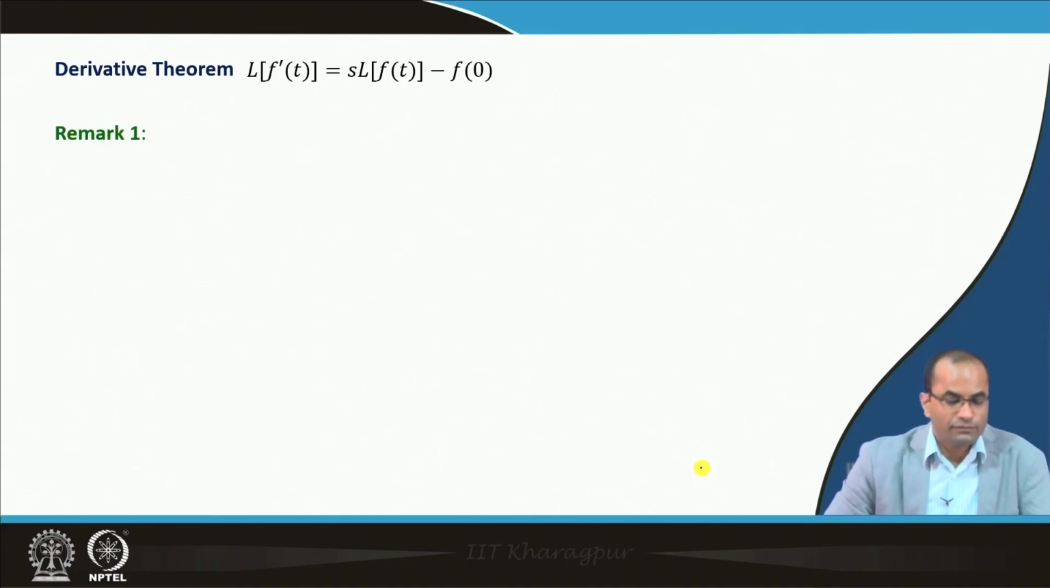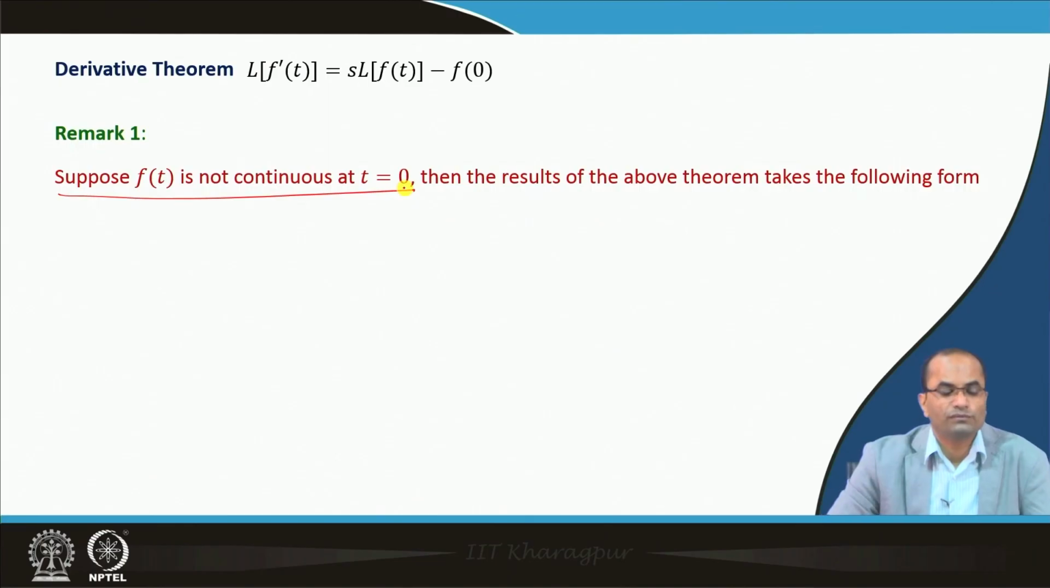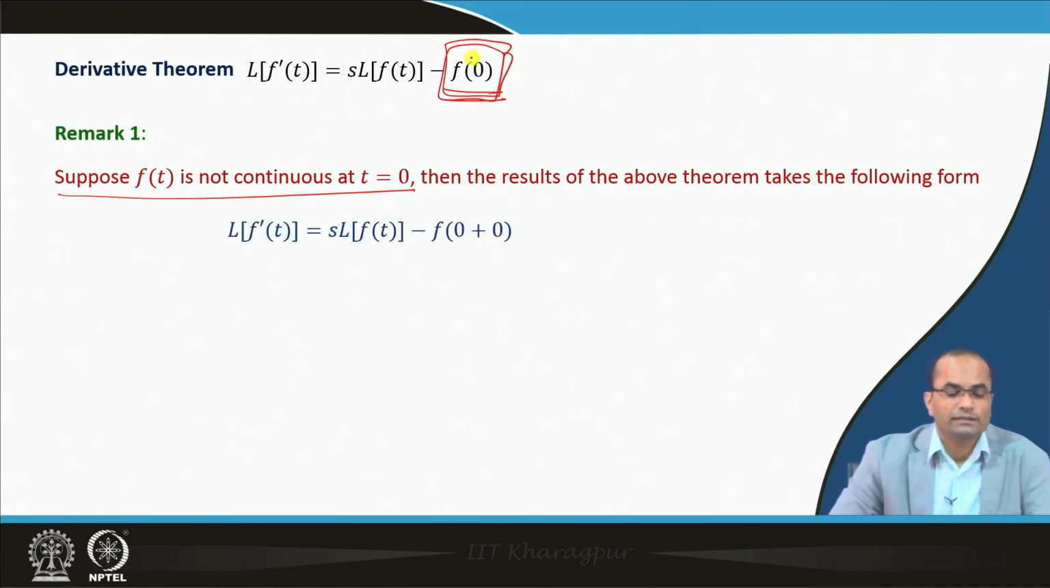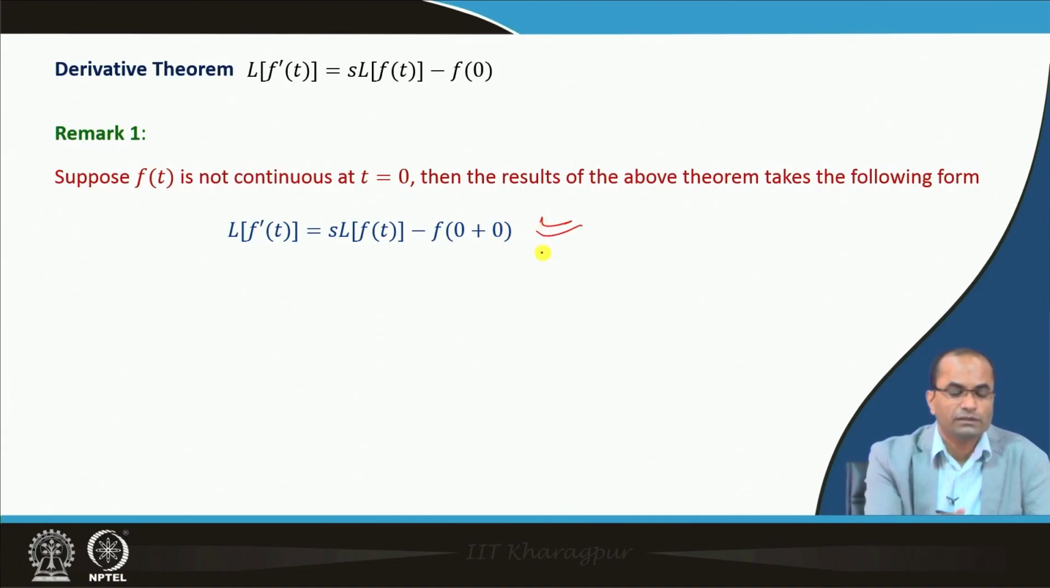Regarding this derivative theorem, we have some remarks now. If f(t) is not continuous at t equal to 0, for instance, because we assumed continuity and have taken here f(0), otherwise this can be replaced by the limit f(0+). That means the limit of the function f as t approaches 0 from the right-hand side, and here we have s Laplace of f(t), here we have the Laplace of f prime(t). So, this is slightly more general than the earlier result.